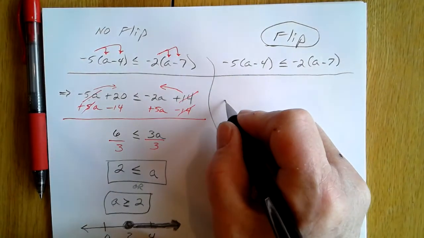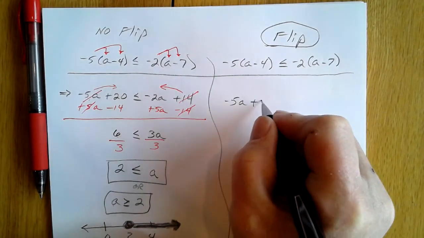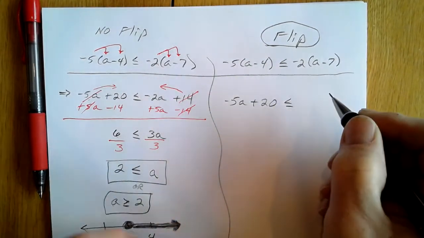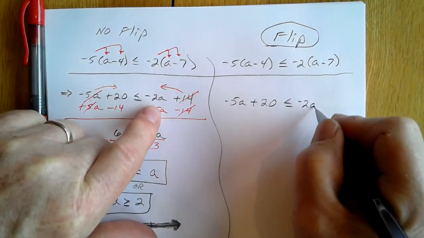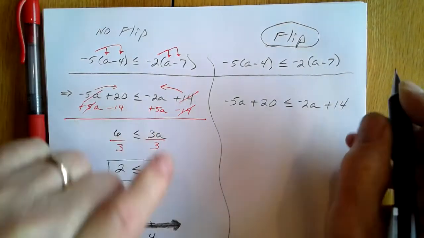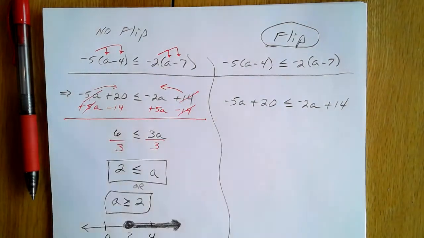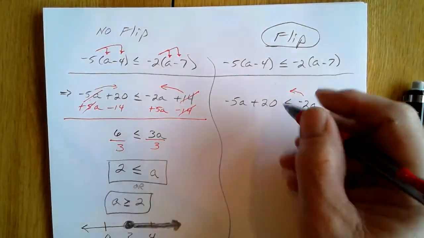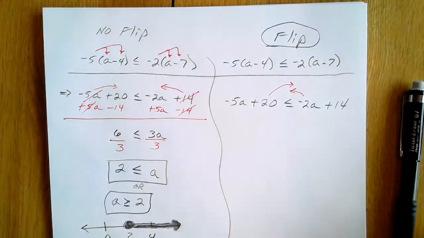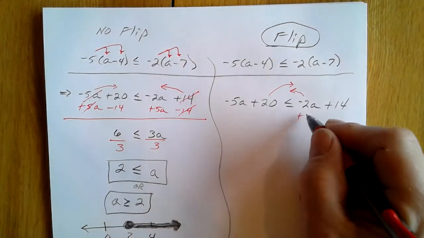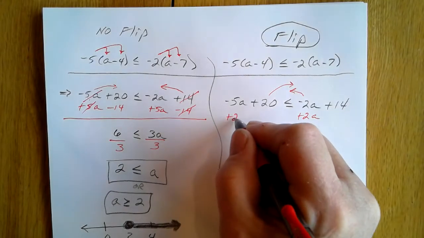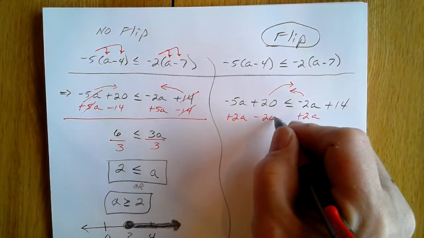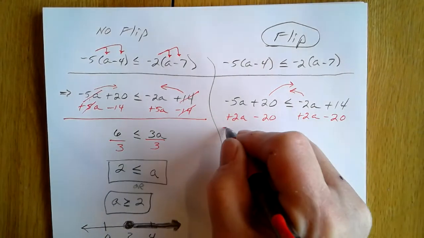And just to cut to the chase, I'm just going to write -5a plus 20 is less than or equal to -2a plus 14. Because when I distribute this, I'm going to get the same thing. But this time, I'm going to move this variable to the left and that constant to the right. So I'm going to add 2a to both sides, and I'm going to subtract 20 from both sides.